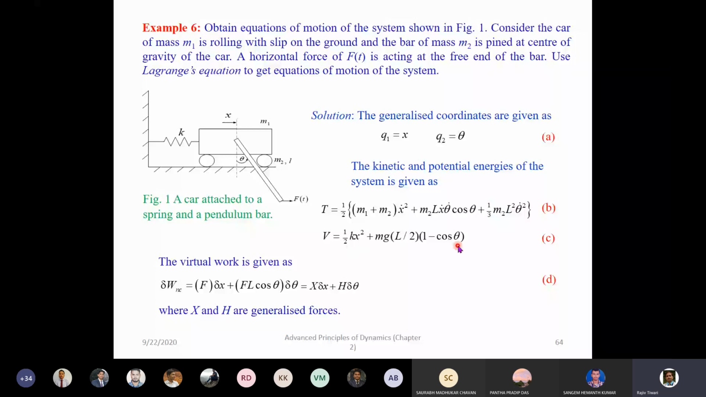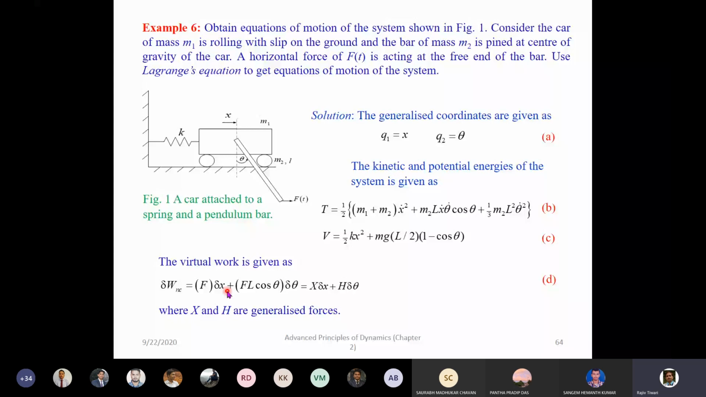Here is the virtual work, the non-conservative part. Here we have the force, which is basically because the displacement is there. I think we obtained this earlier.